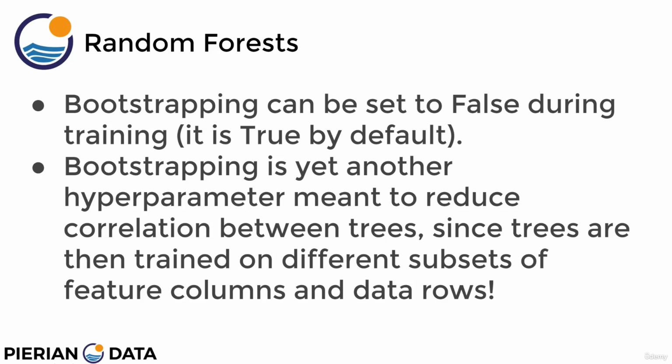And since trees are then trained on different subsets of feature columns and data rows, we know that the trees we create throughout this random forest are going to be quite different from each other, because they don't get to see the same set of features at each split, and we also know that each tree is not going to get to see every single data row if we set bootstrapping equal to true. This again helps differentiate the trees, and it makes sure that the trees are not highly correlated to each other. If we did have a set of highly correlated trees, then it wouldn't be very useful to keep adding trees to the model. With bootstrapping, we can continue to try to get even more information from our current training data.